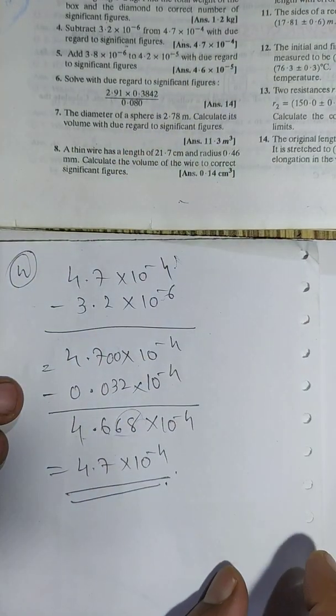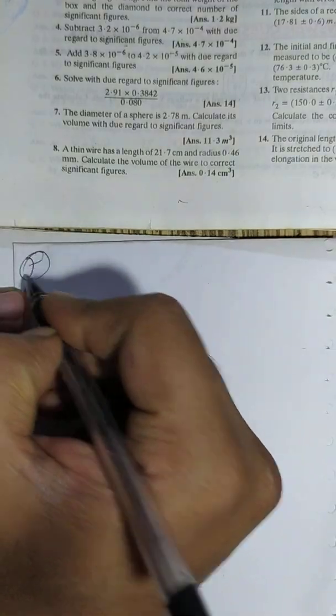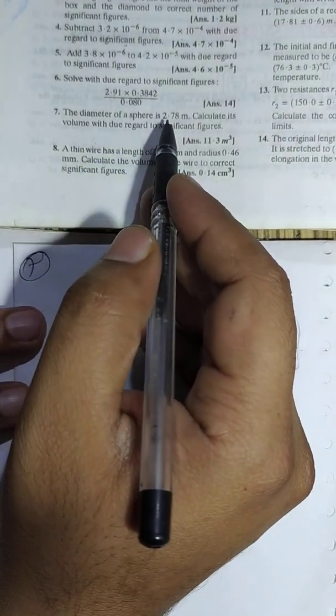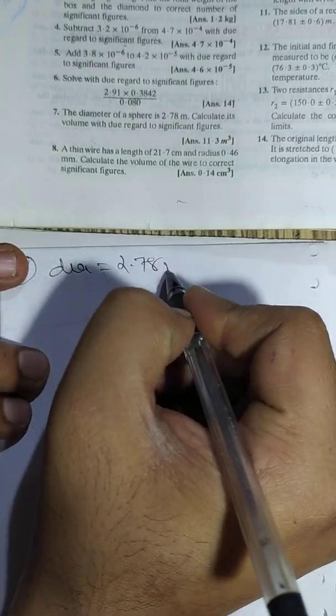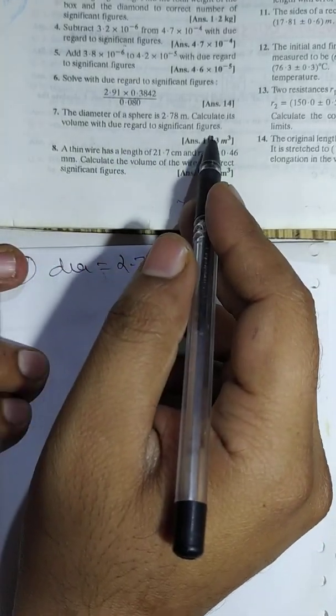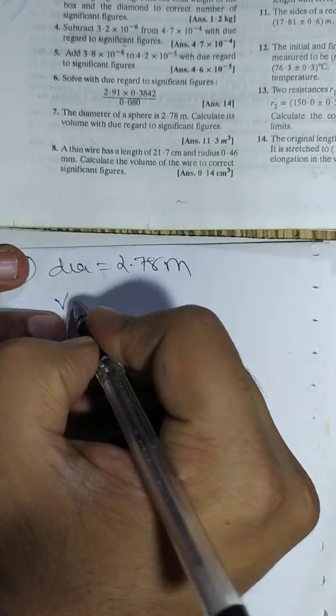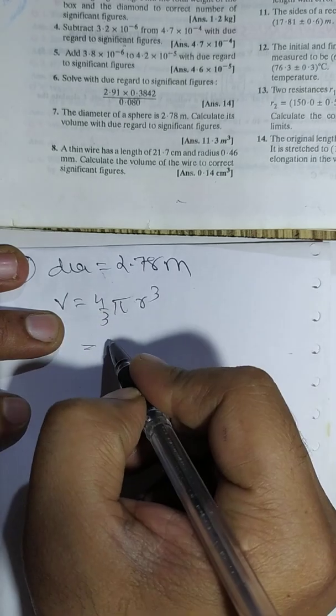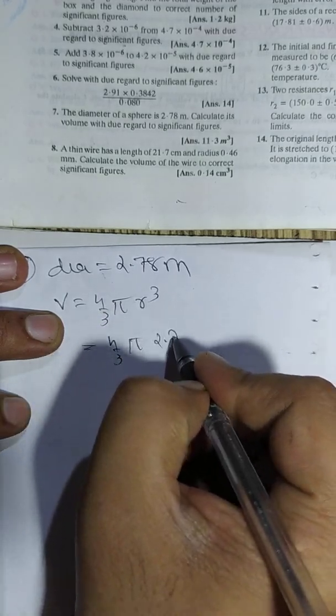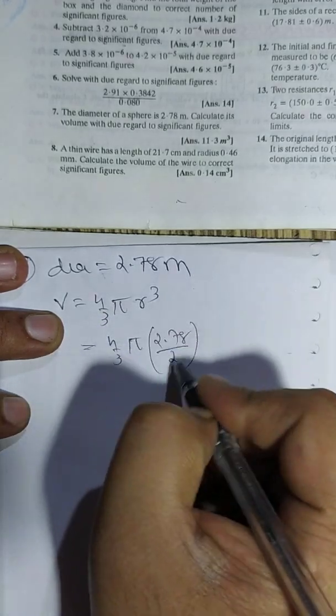Let us try the seventh question. In this seventh one, the diameter of the sphere is 2.78 meters. Calculate its volume with due regard to significant figures. So volume is 4 by 3 pi r cube. Radius will be half of this. So pi into 2.78 upon 2, cube.